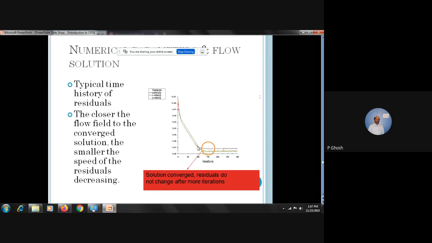Now, if you keep on iterating, you have to define a converged solution. You have decided, okay, it will converge to 10 to the power minus 6 or something like that, whatever residuals I have, and this will be asymptotically parallel to the iterations axis, and the solution is converged. You will get a pop-up message from the software that the solution is converged.